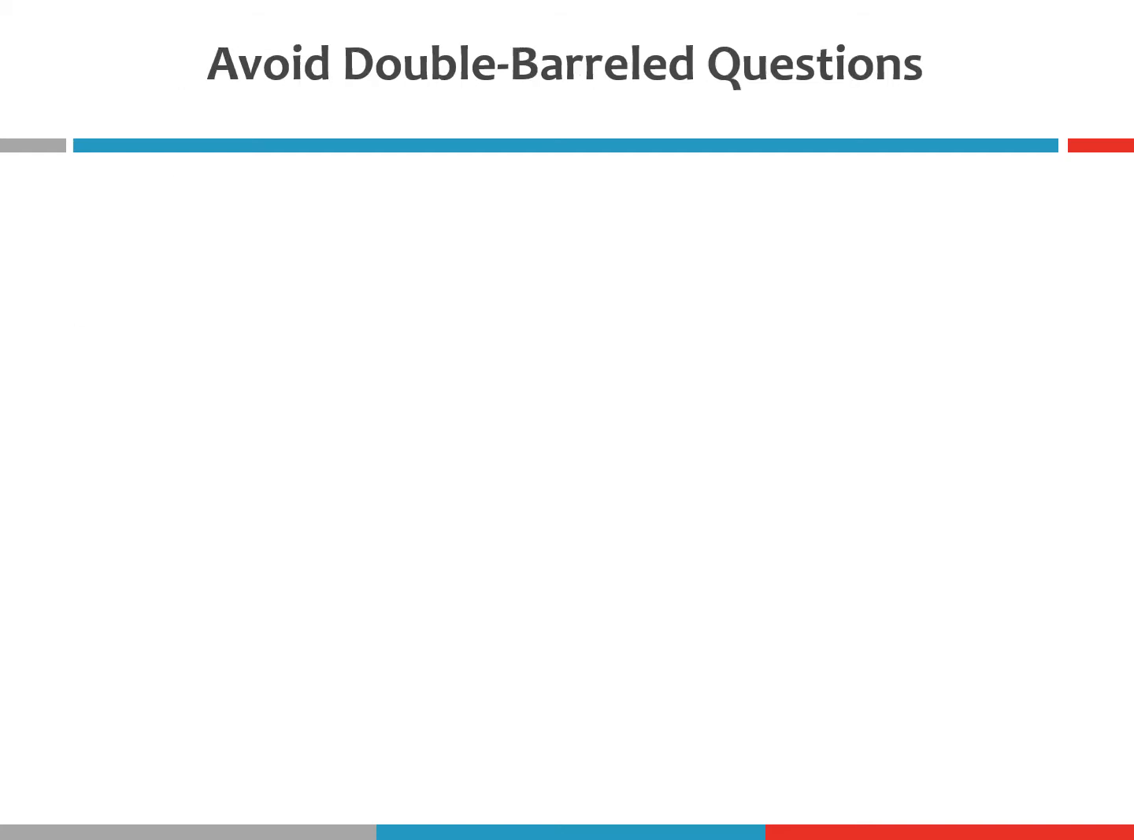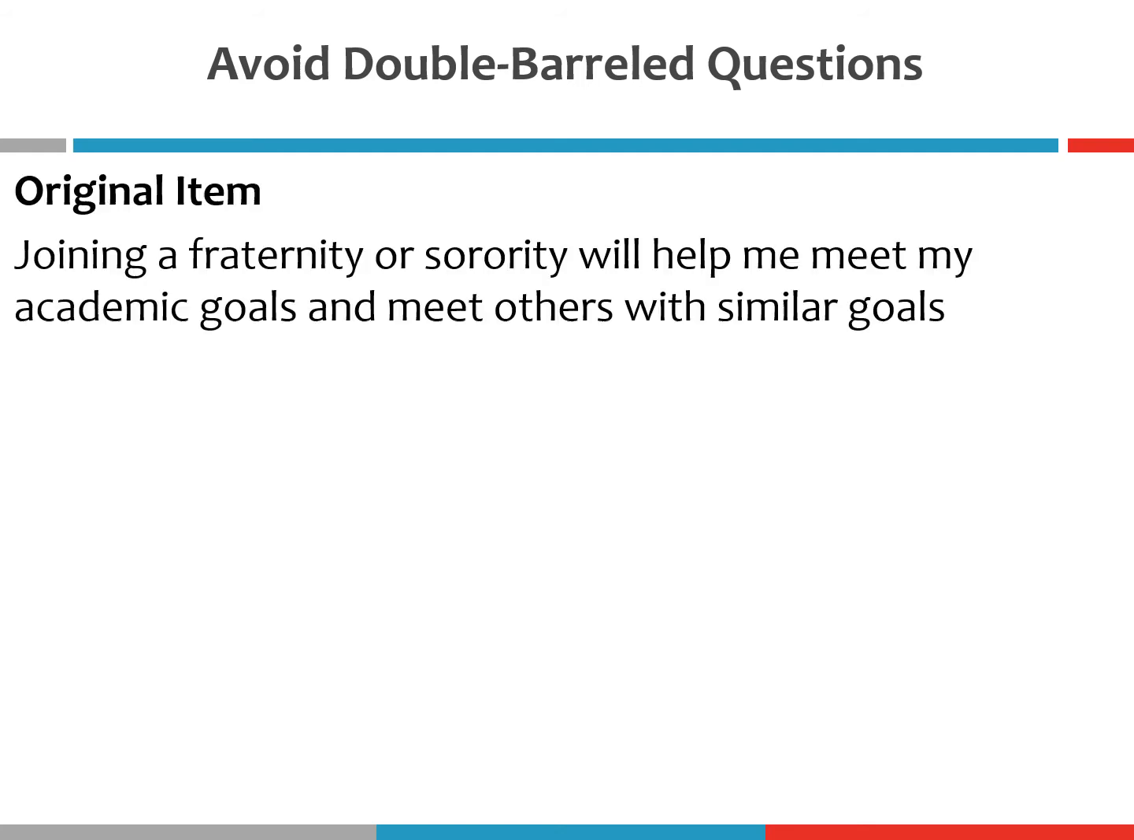Another really important thing that you will want to avoid is something that is unfortunately really common in just about every survey that you see on the news, and that is the double-barreled question. So what does that mean? Let me give you an example. Let's look at this item: joining a fraternity or sorority will help me meet my academic goals and meet others with similar goals.